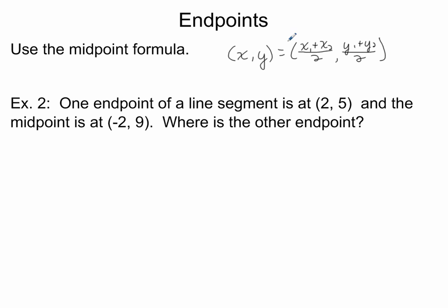So to find each individual part of the midpoint, you can set x equal to the average of the x coordinates and y equal to the average of the y's. So this is what it looks like. We have the endpoint is (2, 5), and the midpoint is (-2, 9). So we have one endpoint. This is the x values. I'm going to do the x values first.